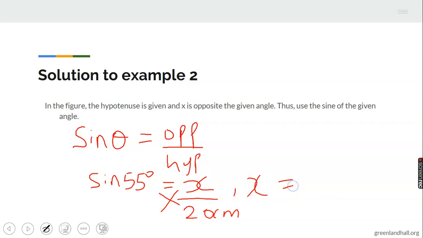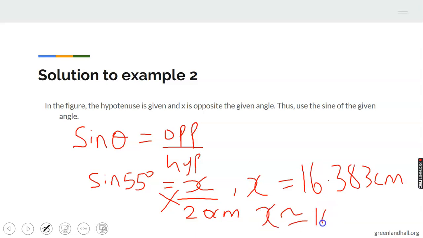That means x equals sine 55 on your calculator multiplied by 20. Sine 55 multiplied by 20, and I have here 16.383 centimeters. Now you can be asked to put this in one decimal place. In one decimal place, that is 16.4 centimeters. In two significant figures, that will be 16 centimeters. If it is two significant figures, that means two figures. If it is three decimal places, that will be 16.383. That is, after the decimal point, you have three numbers.